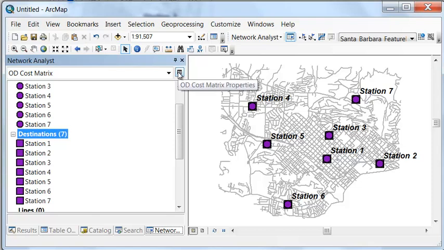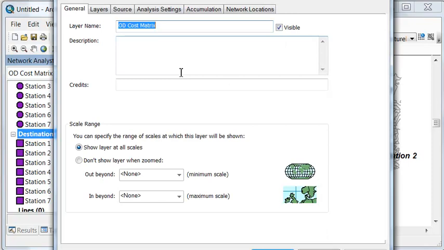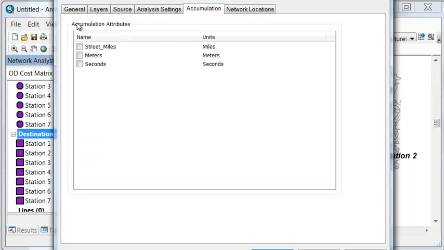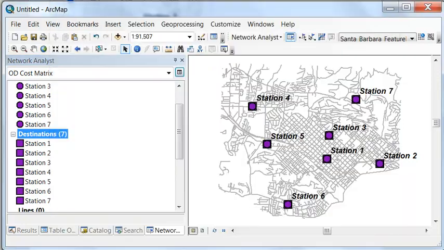And then if we look at the properties of our origin destination cost matrix, you can name it whatever you want, and then under analysis settings, we'll have our cost be minimize street miles. And then as it figures out the origin destination matrix, it computes the street miles to go from each fire station to every other fire station. And then we can solve our problem.